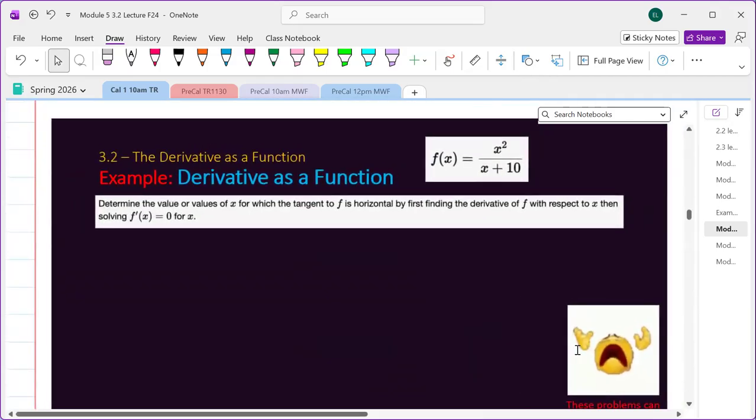So this is saying determine the values of x for which the tangent to f is horizontal. So a horizontal line, a flat line, has a slope. So a perfectly flat line, does it have a rise? Does it ever go up or down? Nope, all it does is go over, over, over. So the slope of a horizontal line is 0.